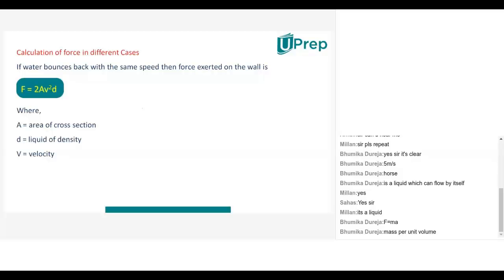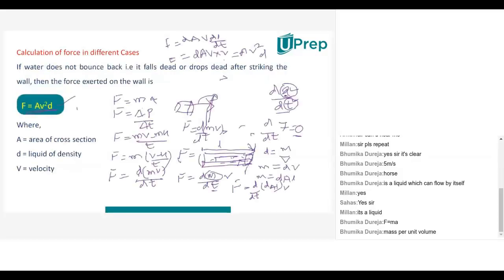2AV square D. If water is not bouncing back with a speed, or if it comes to rest after hitting it, what will be the force? The force will be AV square D. So you have to remember these two values. But now tell me again.